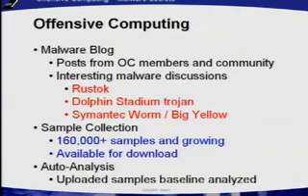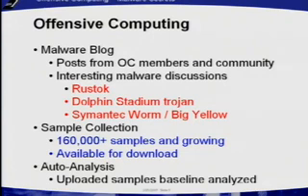So basically we get our samples from members of the community, donations, honeypots, all that kind of stuff. Typically we get samples of interesting viruses and malware pretty quick when they come out. A couple examples are Rustock, which is a pretty intense rootkit, the Dolphin Stadium Trojan, the Symantec Worm. So we've got like 160,000 samples, which I think is pretty much the biggest publicly known archive on the net.